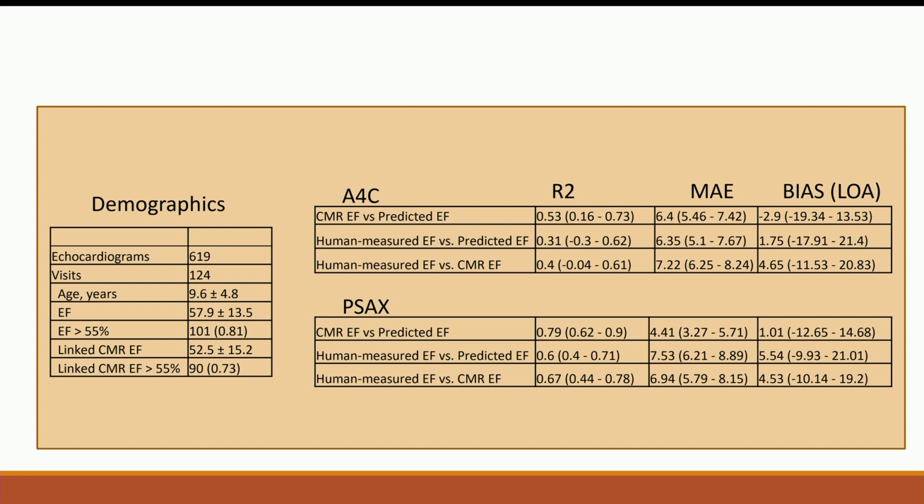And we see a similar story here for PSACs. Much higher R2s, with 0.79 compared to 0.6, and substantially better bias and much tighter limits of agreement. If we look at the third row for each table, human measured versus CMR-EF, we notice that they're sandwiched in between the other two R2 values. And so this is telling us that essentially it does best to train off of CMRs and predict CMRs.